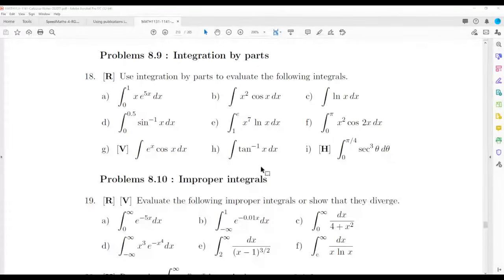So let's go back to the PDF. All right, integration by parts. Use integration by parts to evaluate the following integrals. Now, I've already done part A in another tutorial this week, so I thought we could look at part B and part C, okay? Many of the other ones are variations on the themes of part B and C. So let's discuss that.